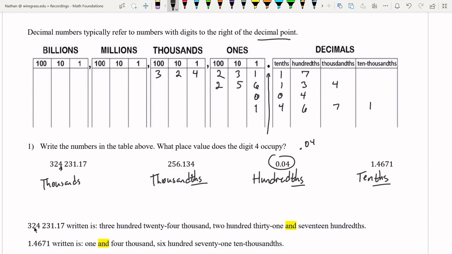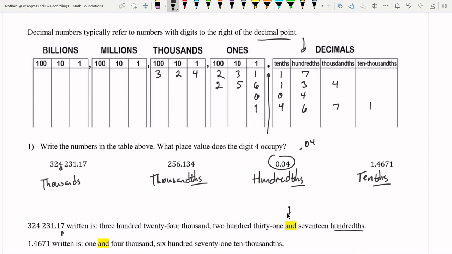Okay, these numbers, we can read them off as 324,231 and 17 hundredths, because the last digit here, the number 17, is read 17, but then the 7 is in the hundredths column. It's the second column past the decimal. So we're going to say 17 hundredths. That's how we read that number.